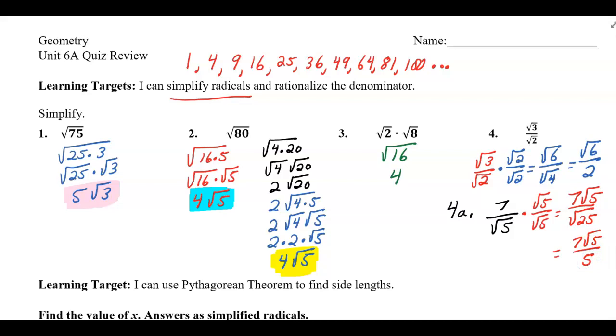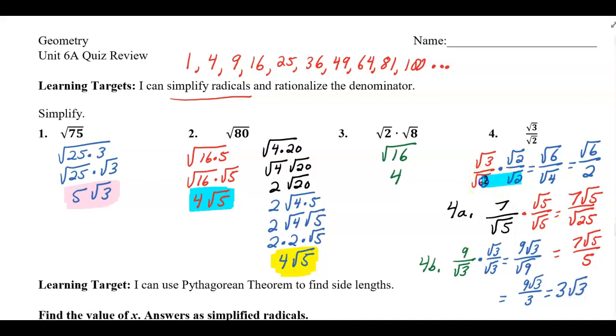And I'm even going to do one more example, problem 4b. Suppose we had 9 divided by the square root of 3. Well, this time I'm going to multiply by square root of 3 over square root of 3. That's going to become 9 square root of 3 over square root of 9. The square root of 9 is 3. And this last example simplifies to 3 square root of 3.